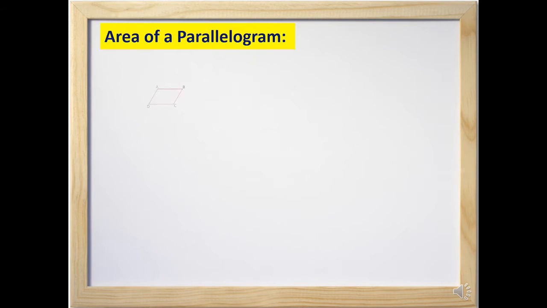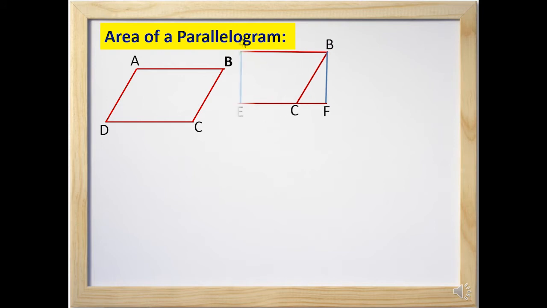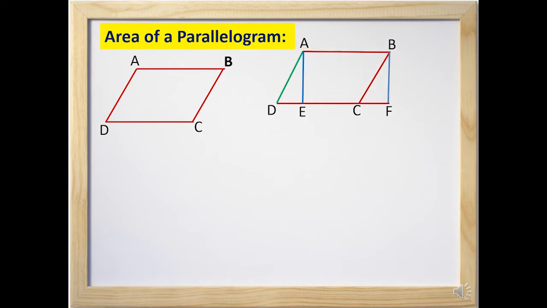For this, we are going to take the parallelogram ABCD. Understood? Okay. And now we are going to draw AE perpendicular to base CD. Understood, children? AE perpendicular to the base CD. That means angle AED is equal to 90 degrees.